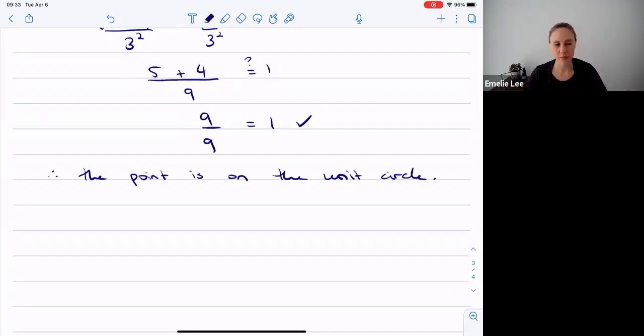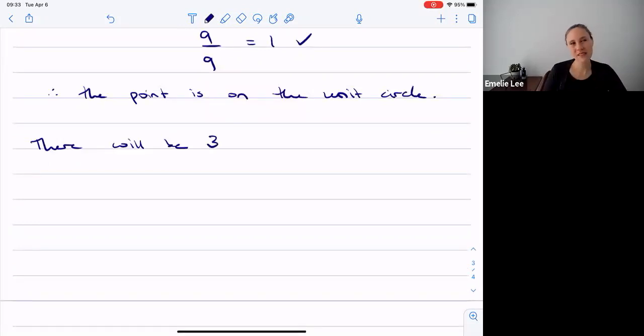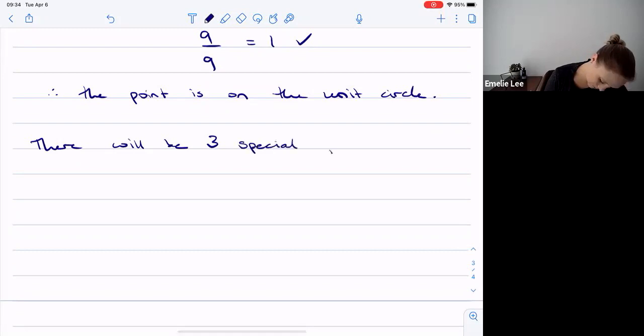So that's how we can confirm that points are on the unit circle. We are going to focus on 3 points, because I don't count the axis points. These are going to be critical to solving all these problems. It's going to feel like a lot in the beginning, but if you step back and say I only need to remember 3 points, then it's a little bit better. So there will be 3 special points.